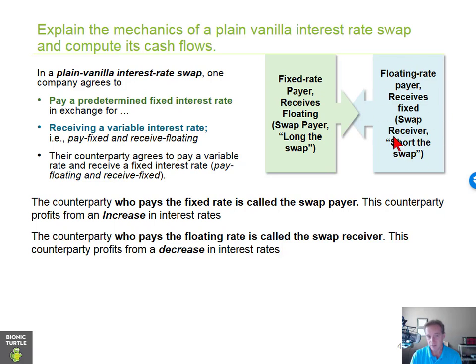The counterparty here who pays the floating rate is called the swap receiver. I think it's easier to just refer to fixed rate payer and floating rate payer. We don't have to think about that too much. But probably do want to be familiar with the idea that this is the swap payer, this is the swap receiver. I know there is always a little bit of conversation about which is the long and the short, so I've included them on the slide. This is long, the swap, this is short, the swap.